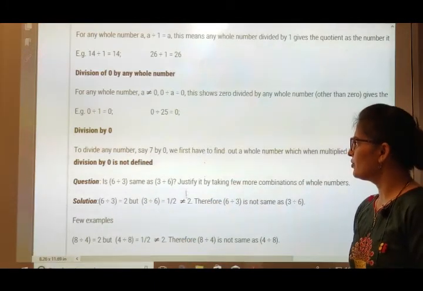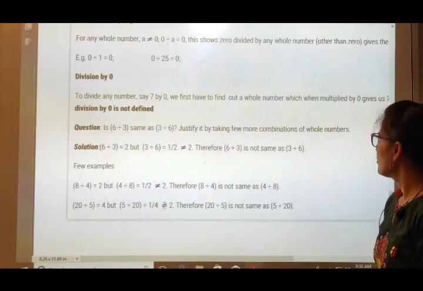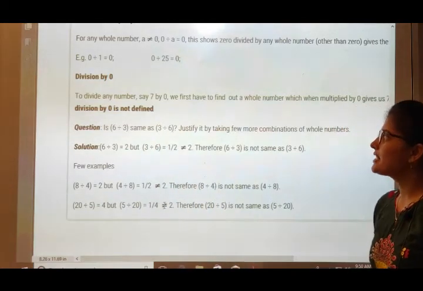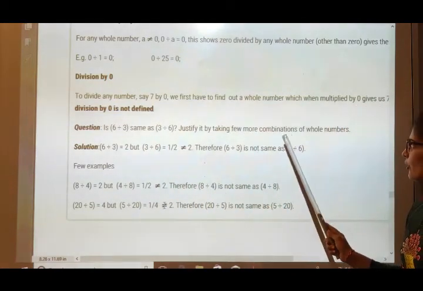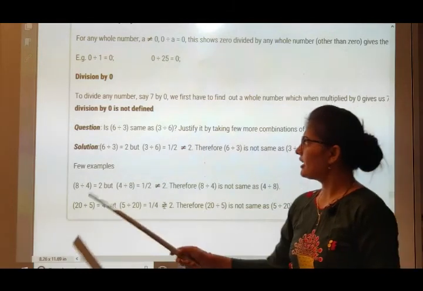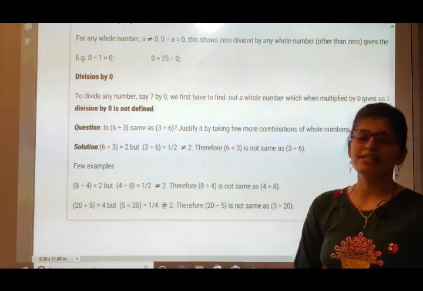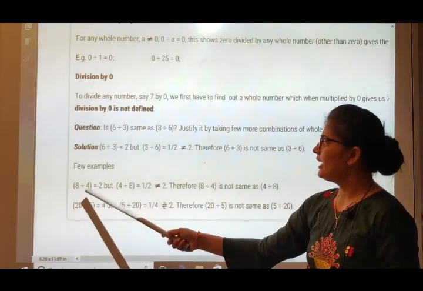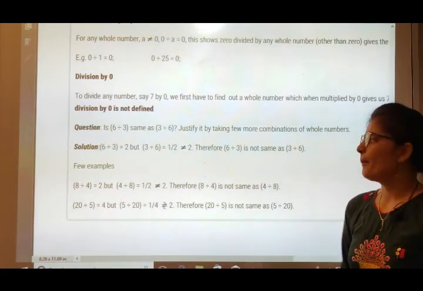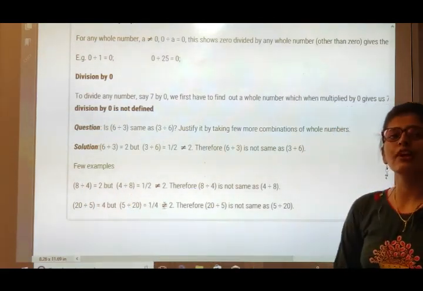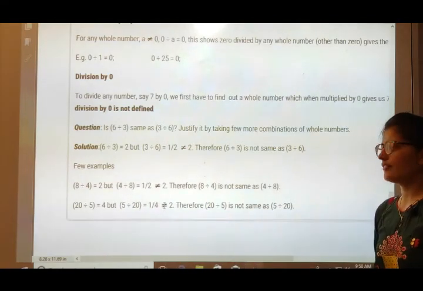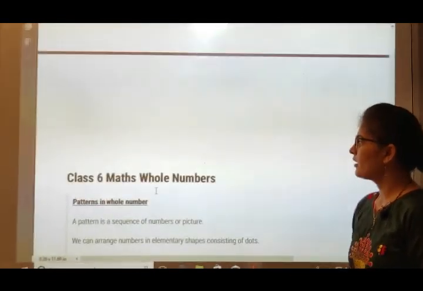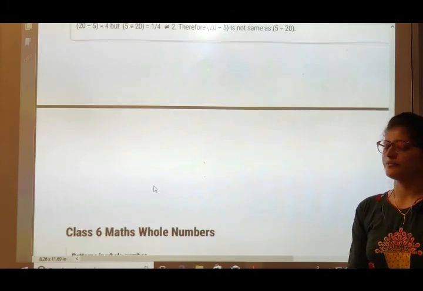Now here a question is given to you to justify whether the statements are true or not. Question: is 6 divided by 3 the same as 3 divided by 6? Justify it by taking a few more combinations of whole numbers. Here examples are there. 6 divided by 3 and 3 divided by 6 will not be equal. 8 divided by 4 will be equal to 2, but 4 divided by 8 will be equal to 1 by 2. That means 2 and 1 by 2 are not equal. That is all about today's topic.